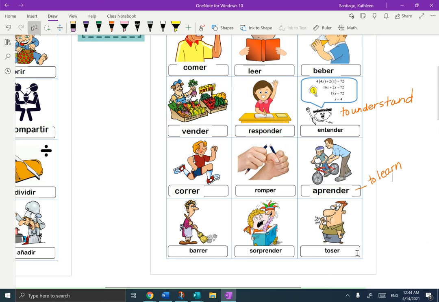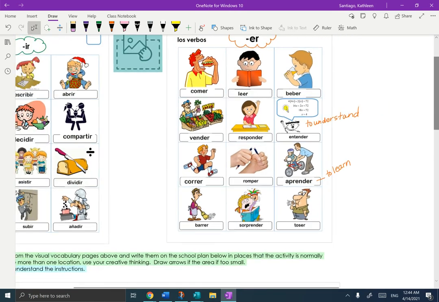Repitan. Toser, sorprender, barrer, correr, romper, aprender, entender, responder, vender, comer, leer, and beber. How did you do? Muy bien.